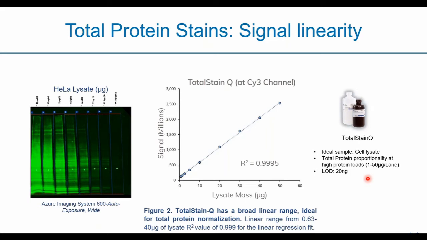Signal linearity, how you're going to look at it is easy. You take known proteins, for example cell lysate, dilute it, and load it in a serial dilution. Then you plot the signal intensity. For Total Stain Q, the image is in the Cy3 channel. Plot it, make a standard curve, and see whether you get signal linearity within the stated detection limit. If it's good, then it's safe for you to go. You can even request a trial kit and try it on your sample to see whether it works. So this is one of the criteria that you need to look for.